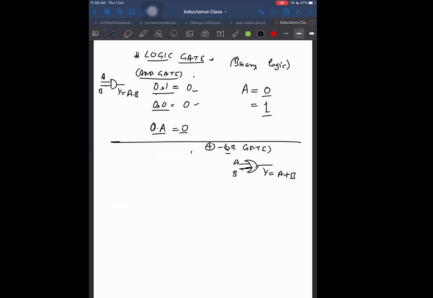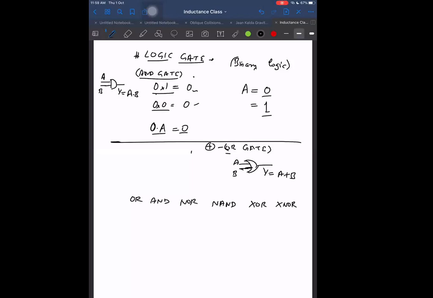Which kinds of gates are possible? OR gate is possible, AND gate is possible, and some others are also possible like NOR gate and NAND gate. Some others are possible like XOR gate and XNOR gate. So many are possible.